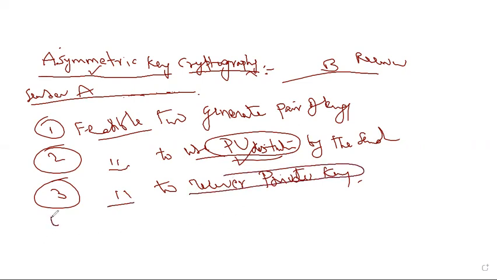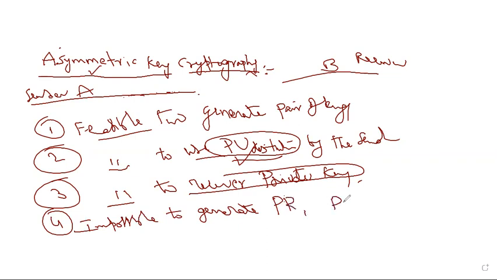Then what are the infeasible operations? These are feasible. And the requirements are that it is computationally impossible, or infeasible, to generate the private key PR even if the public key is known. Even if the opponent knows PU, it is computationally impossible. Just by knowing the public key, one cannot generate the private key. That is another requirement, right?